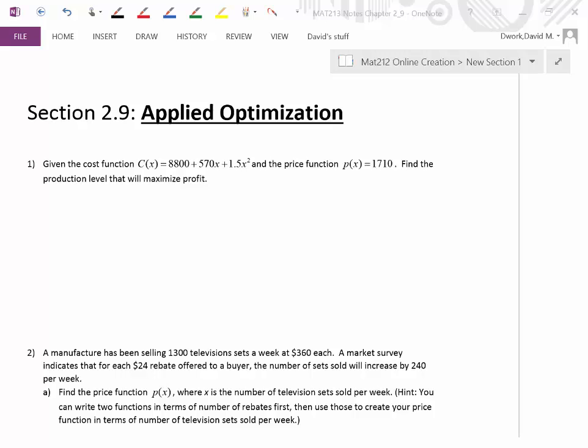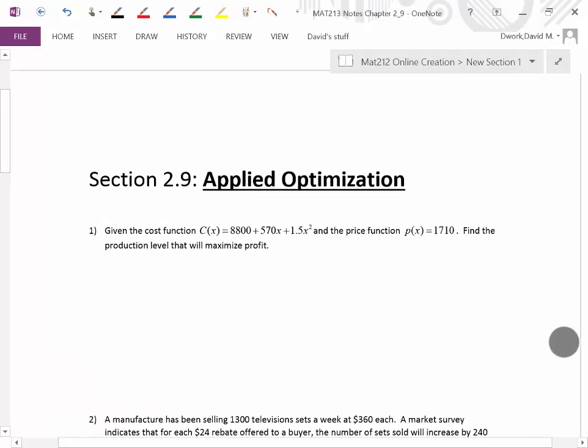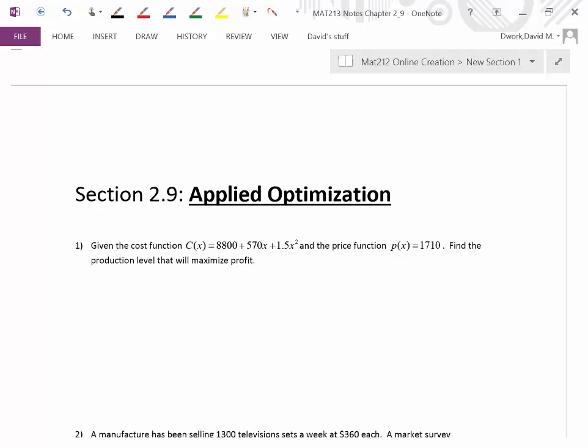All right, for this section, the greatest part about this is that there is nothing new to learn. This section is just about applied optimization, which just means it's the same thing as what we did in the last section, except now we're going to have word problems. So really, there's nothing new in calculus to learn. Technically speaking, I should not have to teach you this section.